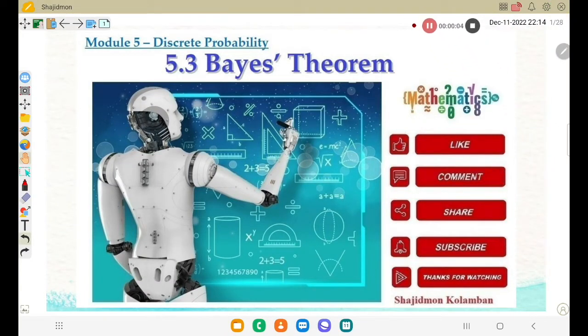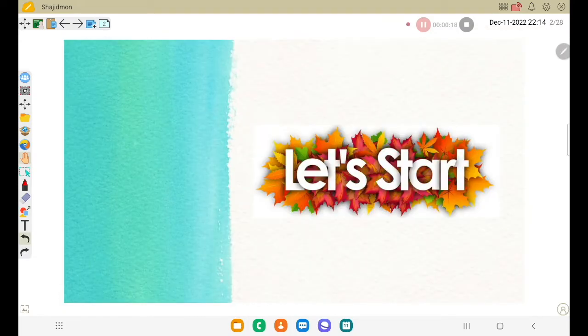So in this recorded class we are discussing section 5.3, Bayes Theorem, a topic from module 5, discrete probability. So let's start the topic.